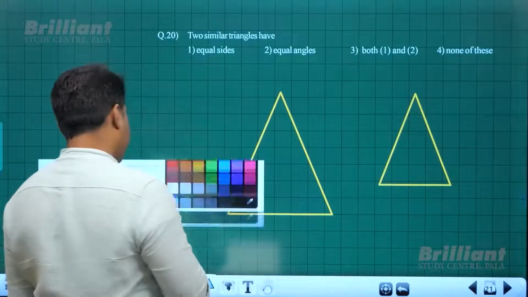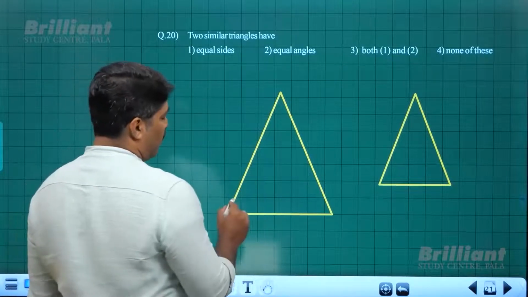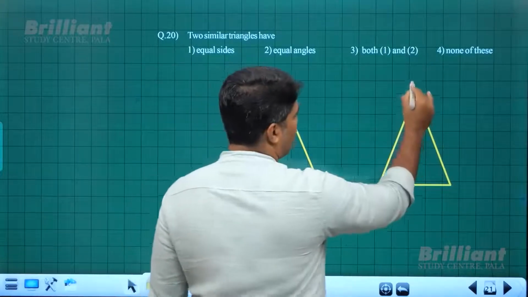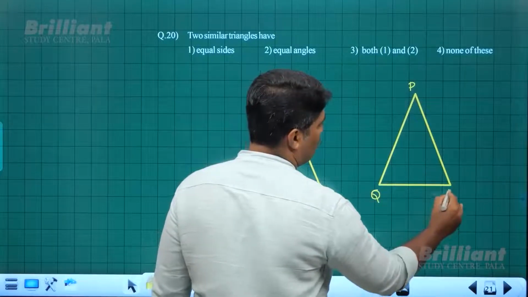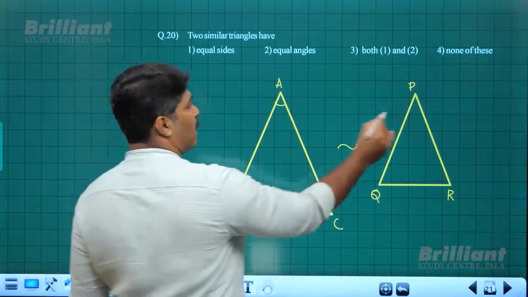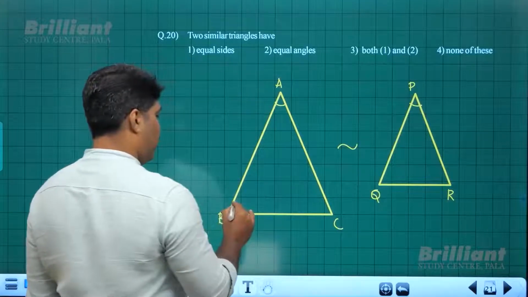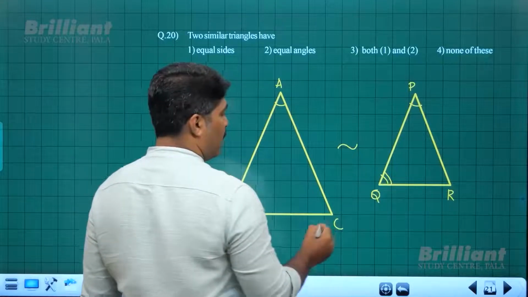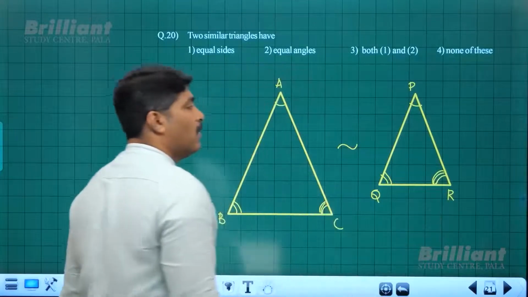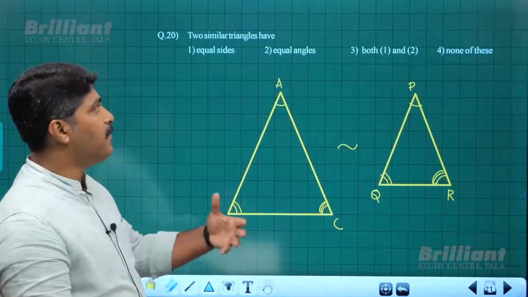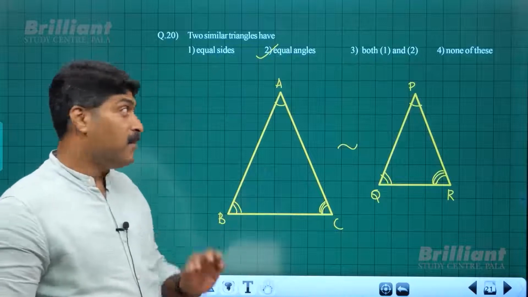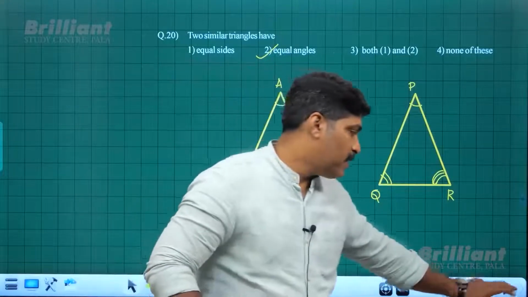So in a set of similar triangles, what can we consider as common? If you are naming this triangle ABC and this as PQR, if triangle ABC is similar to triangle PQR, then angle A equals angle P, angle B equals angle Q, and angle C equals angle R. Got it? So this is the basic idea. Therefore, the corresponding angles are equal, so we can conclude equal angles. The sides are proportional. Got it? So that's a concept-wise question.